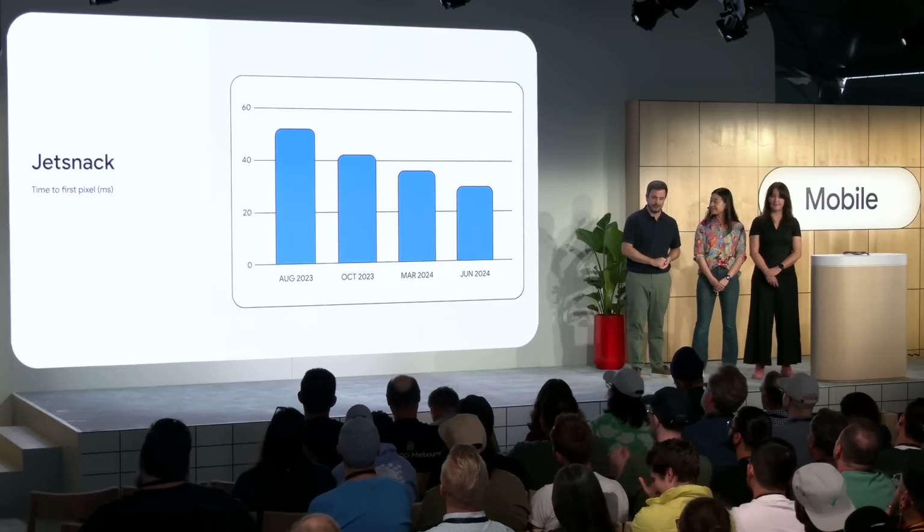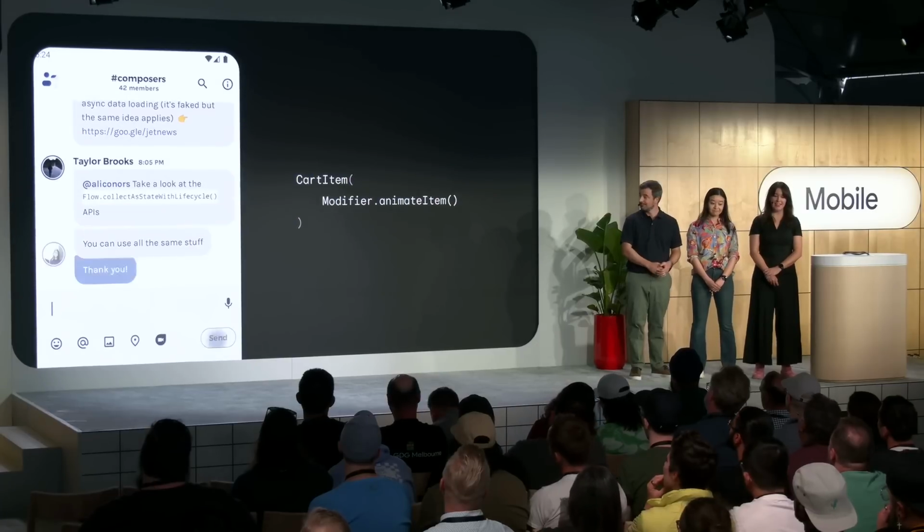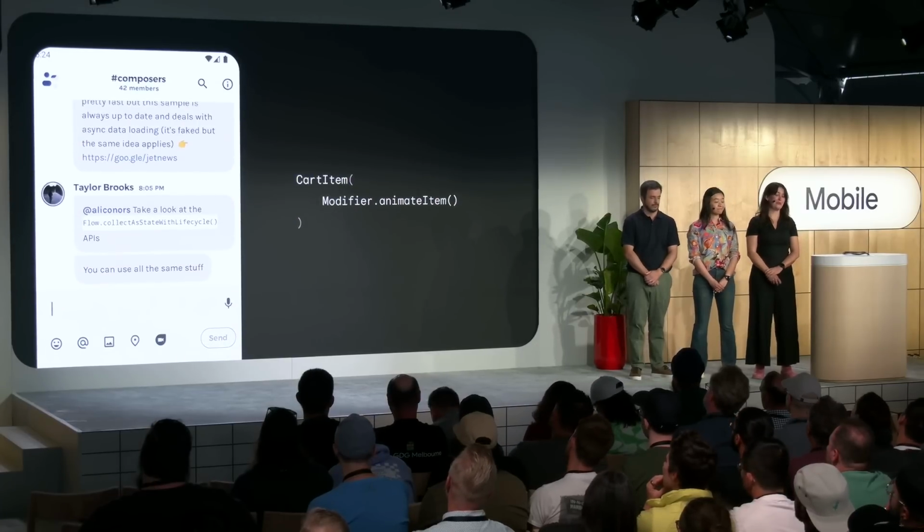And just to prove it to you, here is our JetSnack benchmark. It continues to improve across updates. Since I/O last year, we have nearly halved the time to first pixel of JetSnack. And we're doing that just by upgrading Compose. We didn't do anything else.